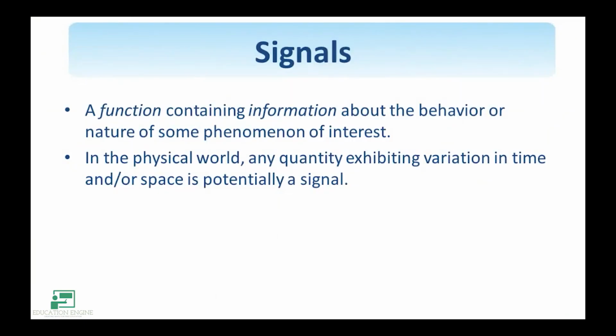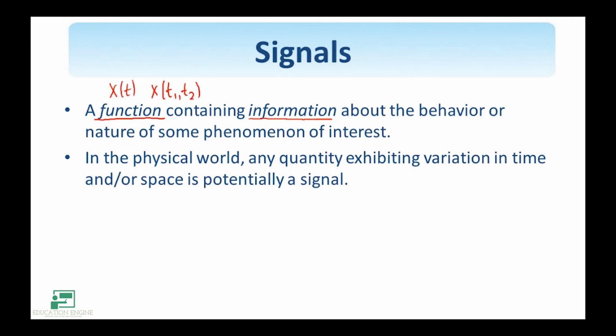A general definition is that it is a function, one-dimensional, an x of t, for example, where t is the independent variable, or two-dimensional, x of t1, t2, where t1 and t2 are the independent variables, that contains information. It tells us something useful about the behavior or the nature of some phenomenon of interest. In the physical world, we can say that any quantity that changes with respect to time and/or with respect to space is potentially a signal.